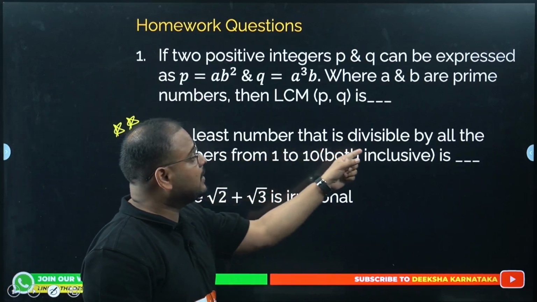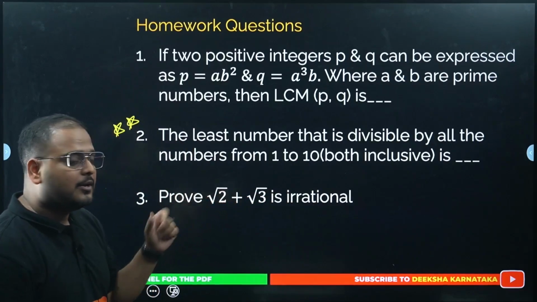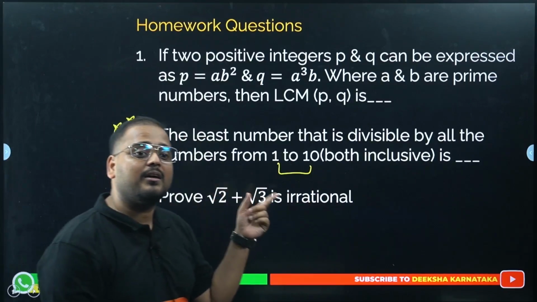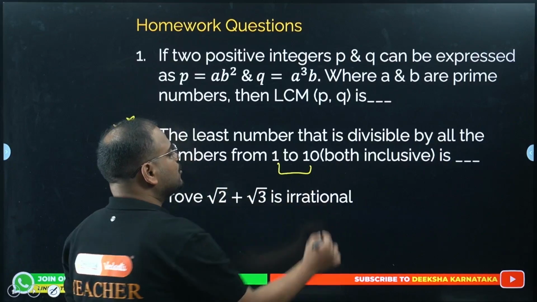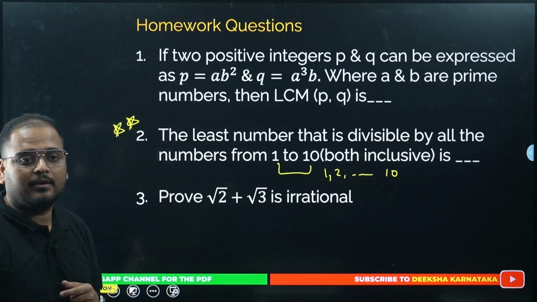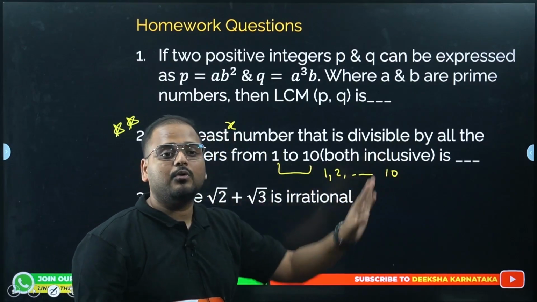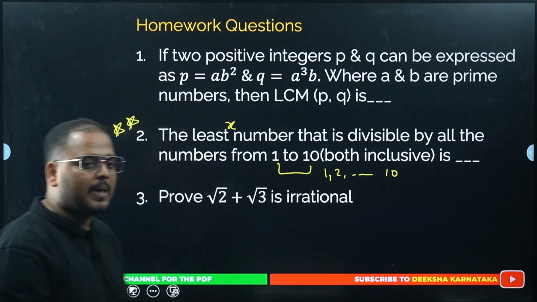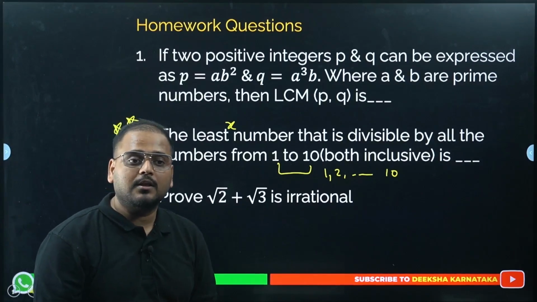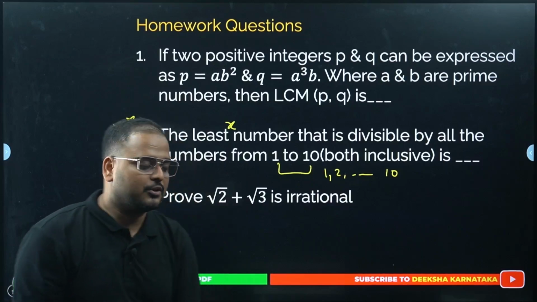Least number that is divisible by all numbers from 1 to 10. Okay, think about it. You have to take 1 and 10 together, both inclusive. So 1, 2, till 10, all the numbers have to be taken. You have to find a number x such that it is divisible by all the numbers till 10. And this we just proved right now. So all the 3 questions are doable. I want all of you to do it without any solution, but anyway you'll get the solutions.